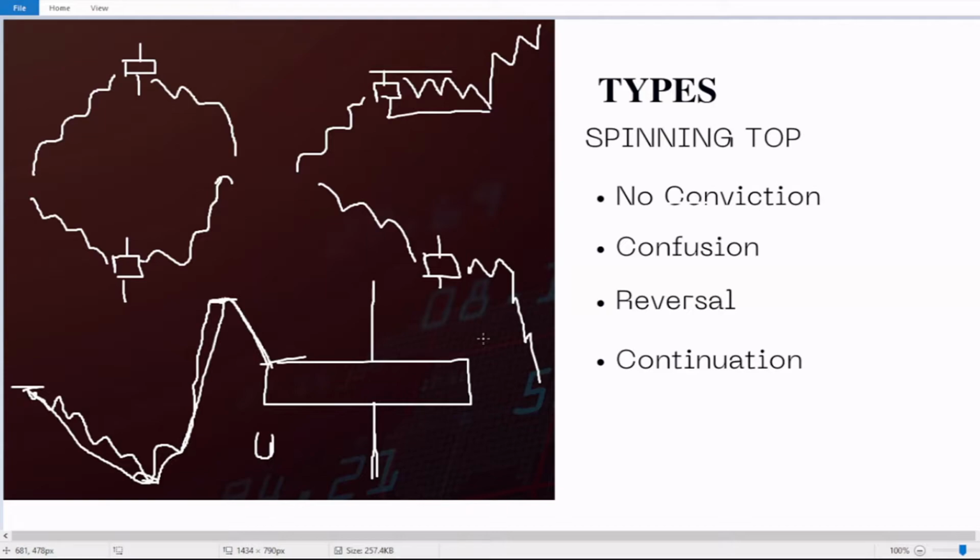So please remember, whenever a spinning top happens, there is no conviction, there is absolute confusion in the market. Prices might reverse or there might be a continuation. Please have a look at the example video that I'm going to put after this. I will try to give you as many examples as possible, of reversal and continuation, so that it becomes easy for you.